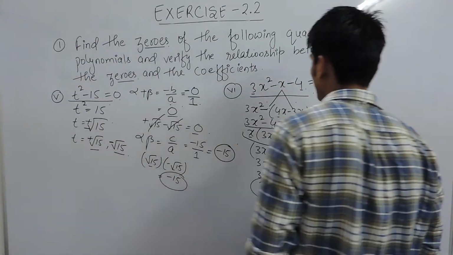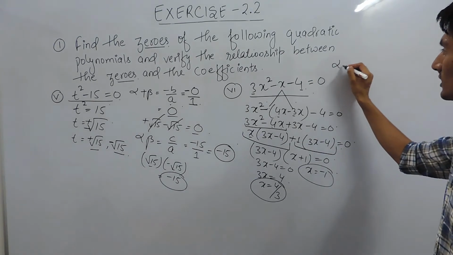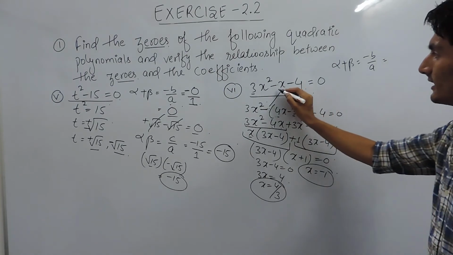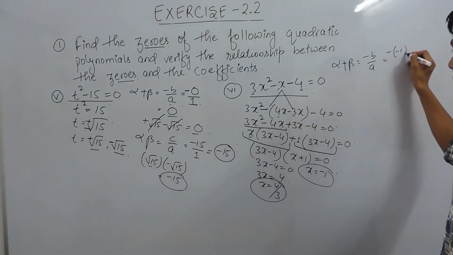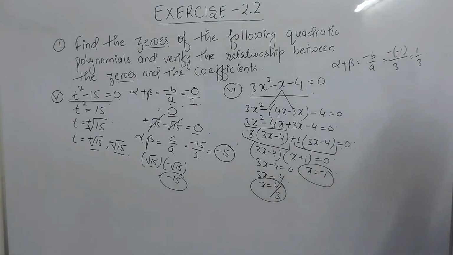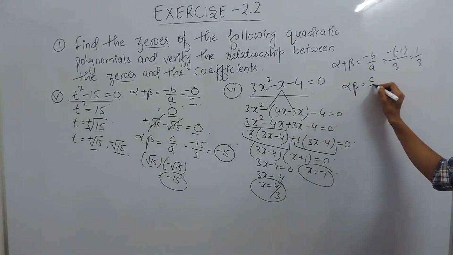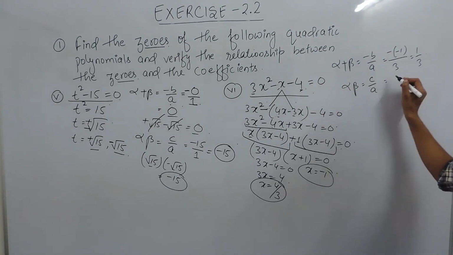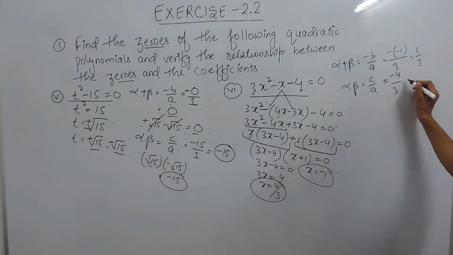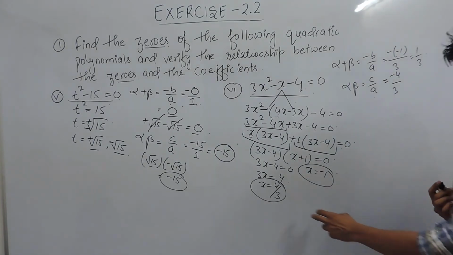After that you have to verify the relation between the zeros and the coefficients. So the sum of roots is basically minus b upon a. In this case minus b is minus 1 and a is 3. So clearly the sum of roots is equal to 1 upon 3, and the product of roots is c upon a. In this case c, the constant term, is minus 4 and a is 3. So the product of roots is equal to minus 4 upon 3.